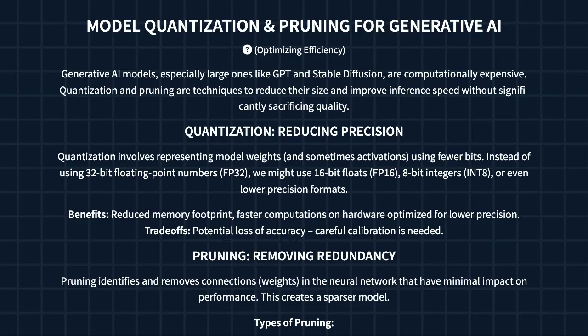Now, pruning is like trimming away unnecessary branches from a tree. We identify parts of the model that aren't contributing much to the final output and just remove them. It creates a leaner, more efficient model without drastically impacting its ability to generate amazing results.